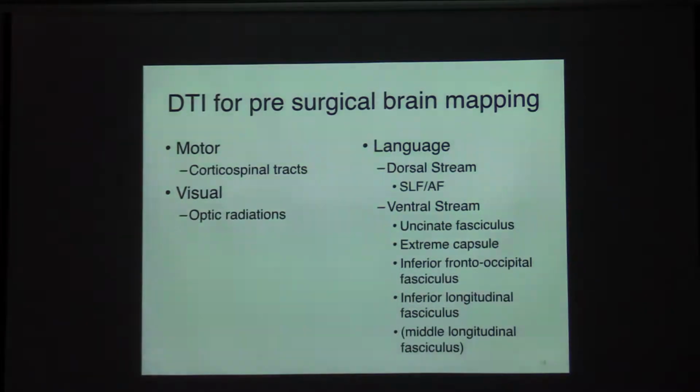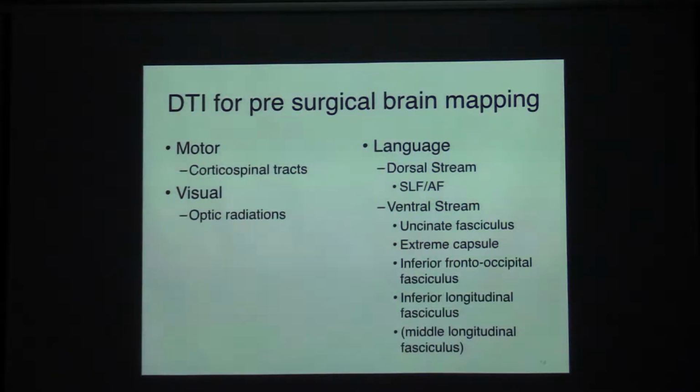DTI for pre-surgical brain mapping, again, to try to show the neurosurgeons what things to avoid. In general, we're looking at motor, visual, and then some language things. So for motor, it's the cortical spinal tracts, which I'll show you. Visual, optic radiation. And then language is really complicated, because I think a lot of people know that the arcuate fasciculus goes from Wernicke's to Broca. That would be one of the primary language related regions of the brain. But there are many, many other white matter tracts that are also related to language.